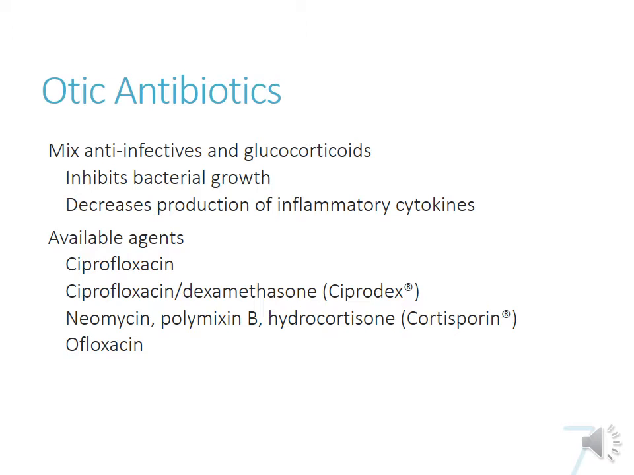But some of the things you'll see commonly are ciprofloxacin, which is a common one being used, ciprofloxacin, dexamethasone. So again, dexamethasone being like a glucocorticoid. You're adding that on top there to help decrease a lot of that inflammation, which is good like post-surgery, or if you just have a really bad infection and things are getting really inflamed there. And then another common one would be a combination of neomycin, polymyxin B, and hydrocortisone. And then ofloxacin is another one we have available by itself.